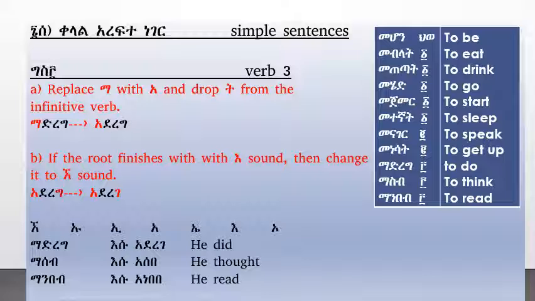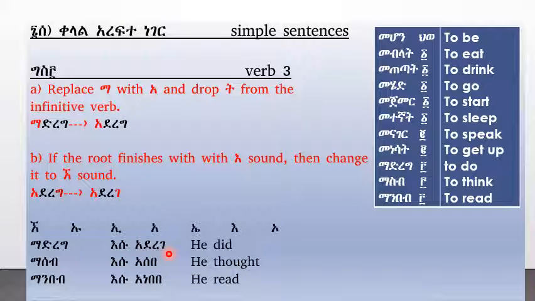So አደረግ changes to አደረገ. From ማድረግ we come to አደረገ. ማድረግ አደረገ. Change ማ to አ. አሰብ, but it's not allowed. ማሰብ አሰበ. ማድረግ አደረገ. ማሰብ አሰበ. ማንበብ, change ማ to አ. አንበብ, but it's not allowed. አነበበ. See? Now, ማድረግ አደረገ. ማሰብ አሰበ. ማንበብ አነበበ. This is the root, but by chance, it is the past tense of the "he" subject.